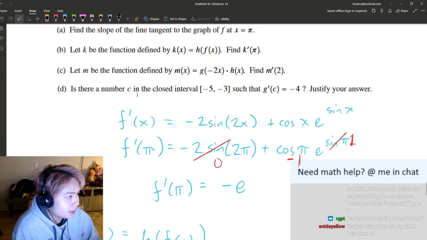Is there a number c in this interval such that g of c is negative 4? Okay, this screams mean value theorem.